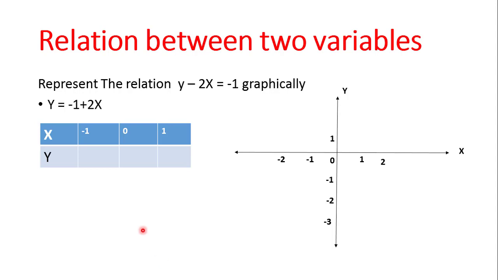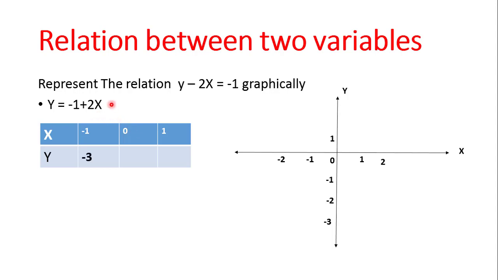At first I'll put y on the left-hand side, then y will be negative 1 plus 2x, or 2x minus 1, the same. I'll choose negative 1, 0 and 1 for x, then substitute in this equation. Put x as negative 1. So y equals negative 1 minus 2, because 2 times negative 1 is negative 2. So negative 1 and negative 2 will be negative 3.